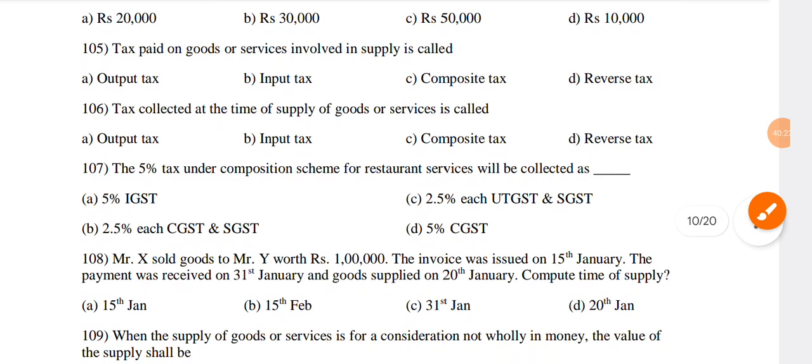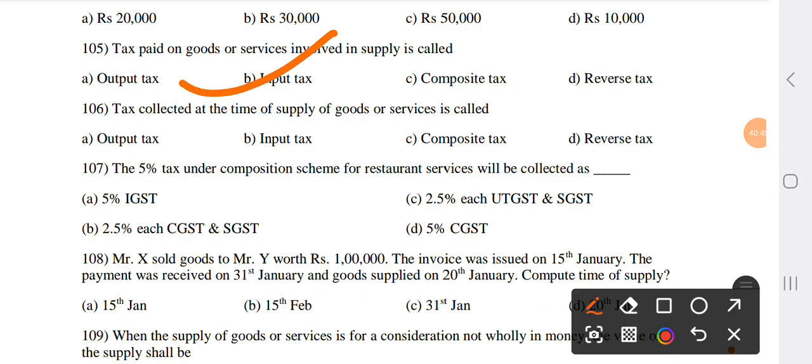Next question. Tax paid on goods and services involved in supply is called option A output tax, B input tax, C composite tax and D reverse tax. The correct option is B.